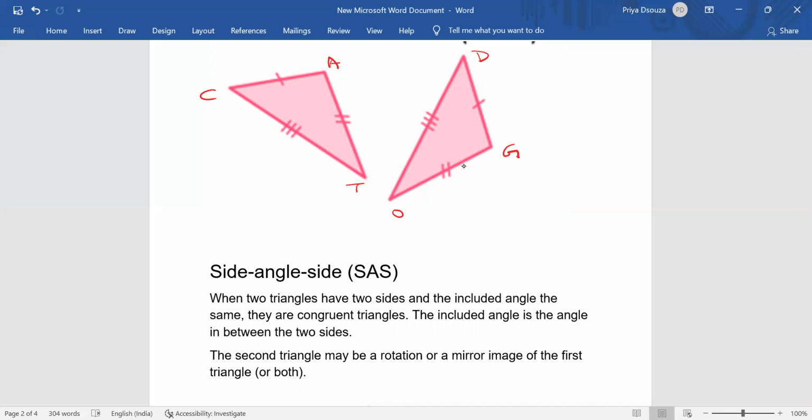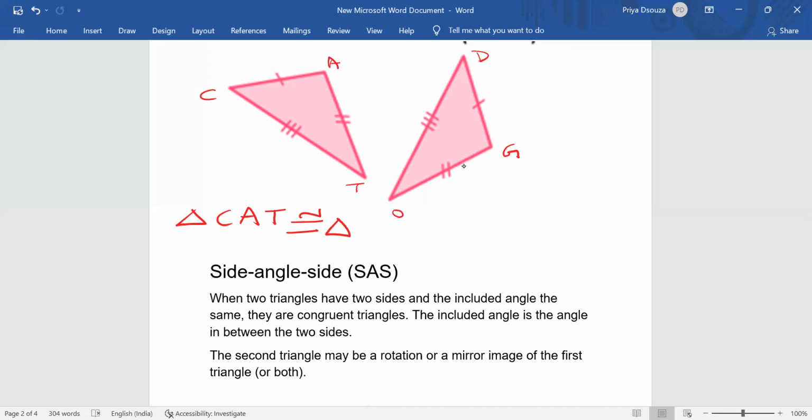Now, how do I write the symbolic correspondence? This is very important. The order in which I write the vertices is very important, because it tells me which vertex coincides with which, which angle is equal to which, and which side is equal to which.